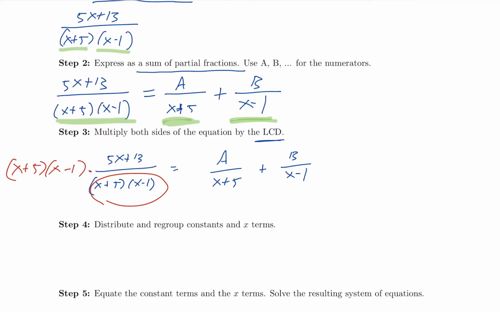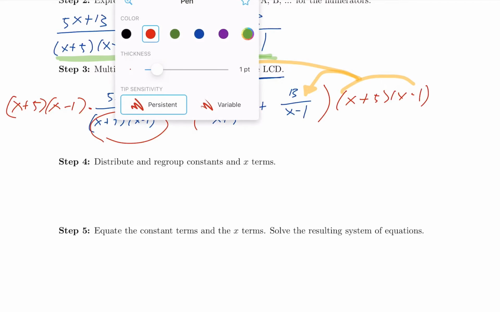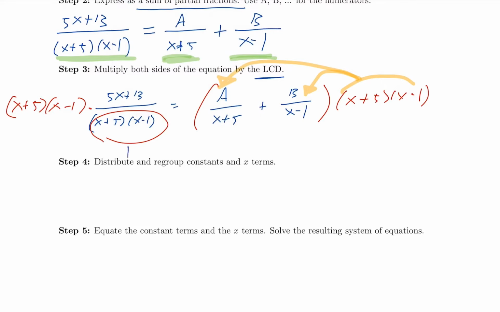I'm going to multiply here, then I'm going to multiply here, with the parentheses like this. But when we do this, we need to distribute. So multiply here and multiply here. We're going to distribute this and write at the bottom what will cancel out. Since x plus 5 cancels out, and x minus 1 cancels out, we have 5x plus 13 on the left side of the equal sign.